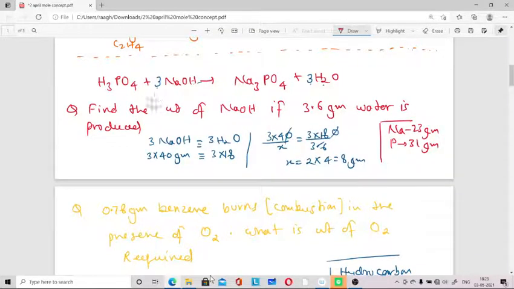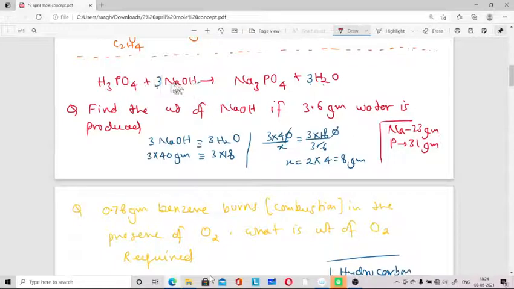Now again, taking another equation, H3PO4 reacts with 3 NaOH to give Na3PO4 and 3H2O. So that is a balanced chemical equation. That is your phosphoric acid. Find the weight of NaOH if 3.6 gram of water is produced.